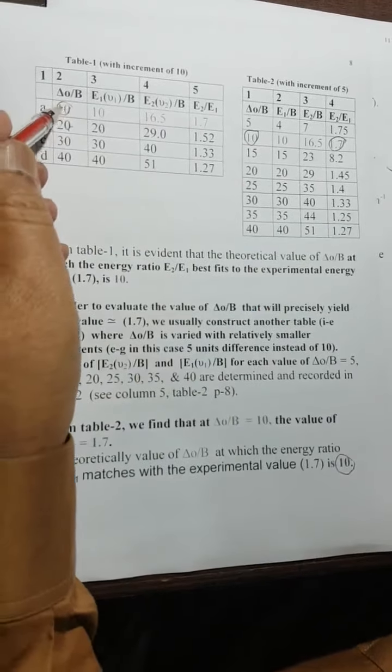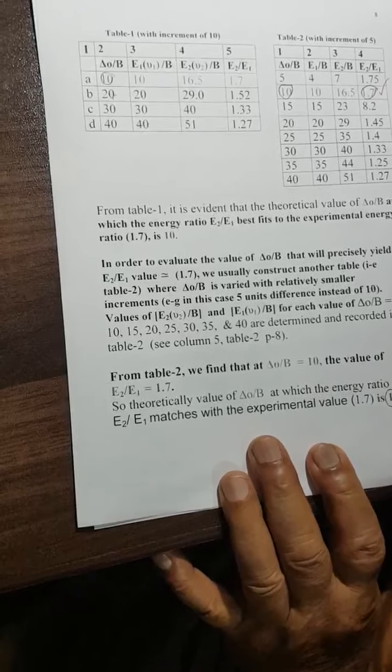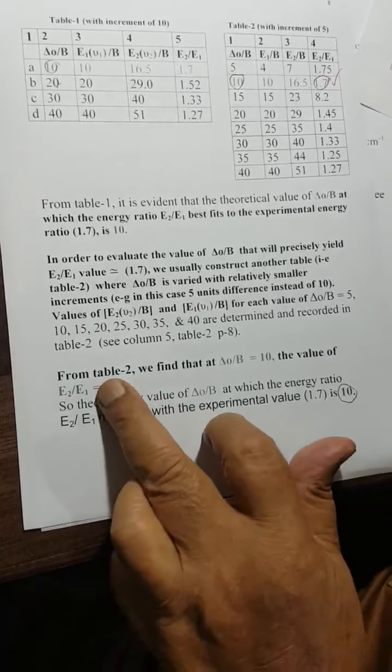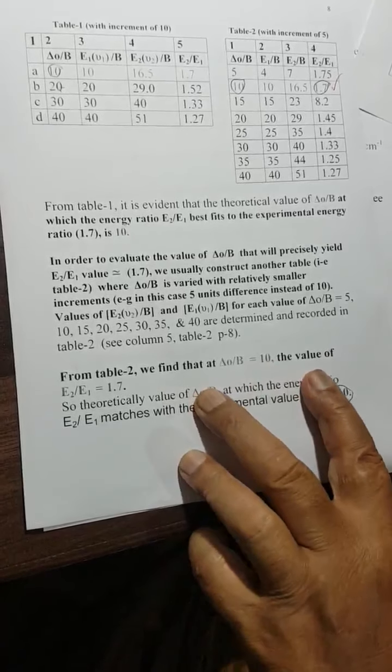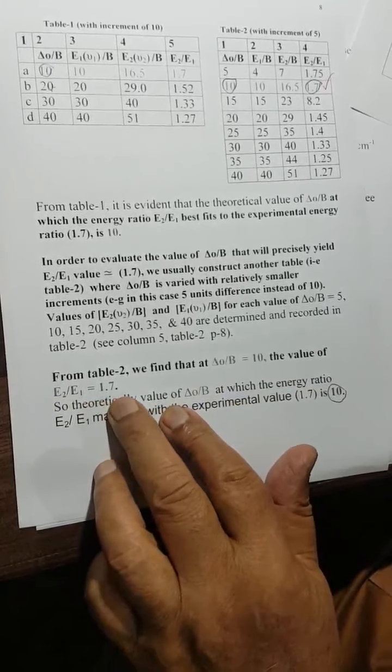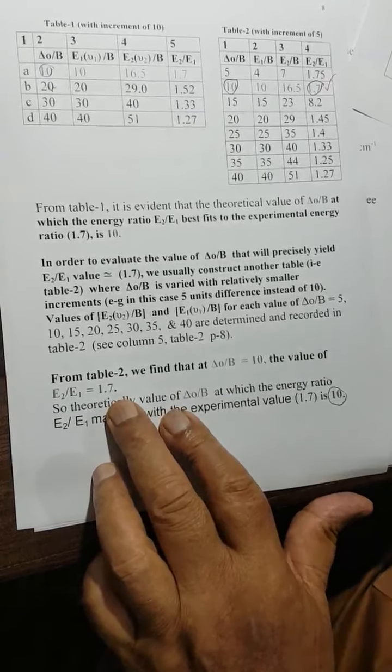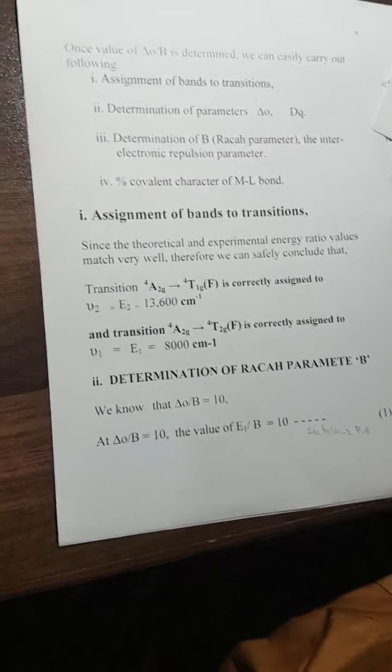How do we find it? Theoretically, we have found it out. In Table 2, we find that at delta octahedral equal to 10, the value of E2 over E1 is equal to 1.7. So theoretically, the value of delta at which the energy ratio E2 over E1 matches with the experimental value 1.7 is 10. We have found it out. So the rest of the things are very simple.